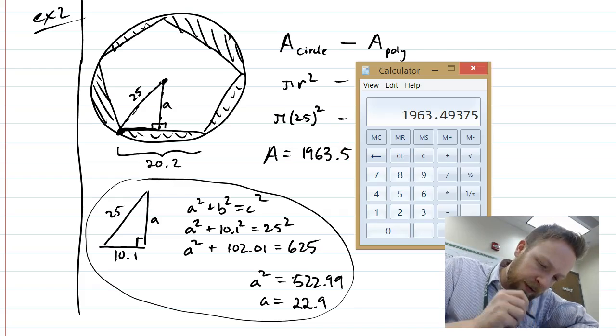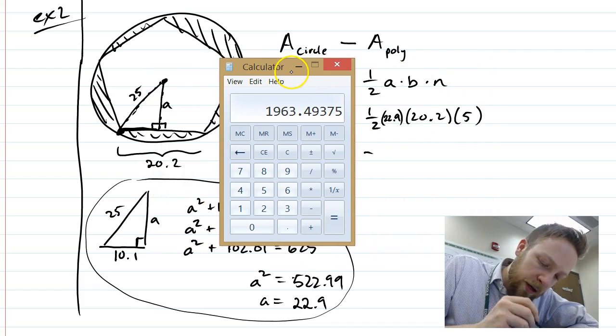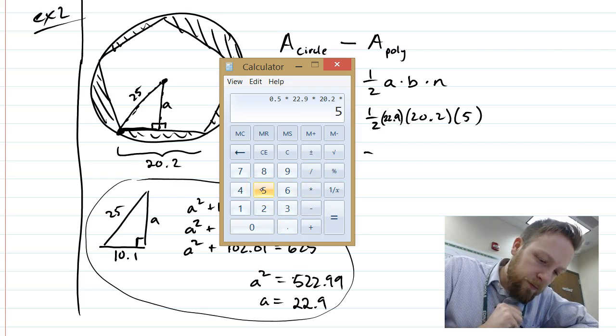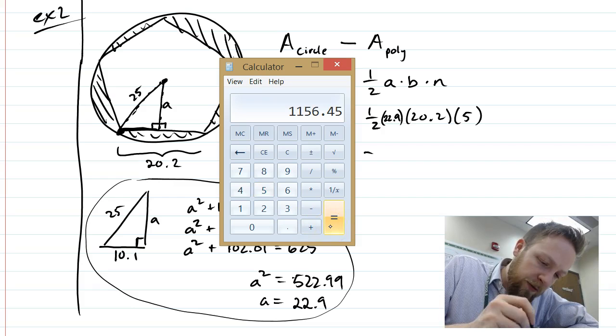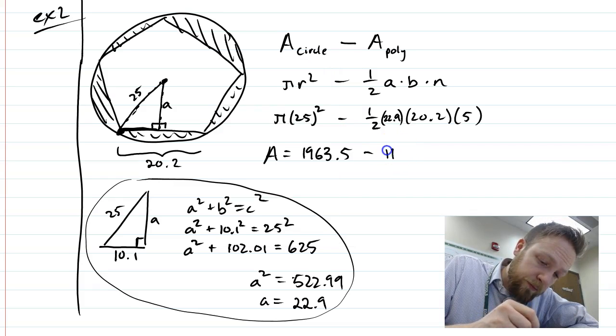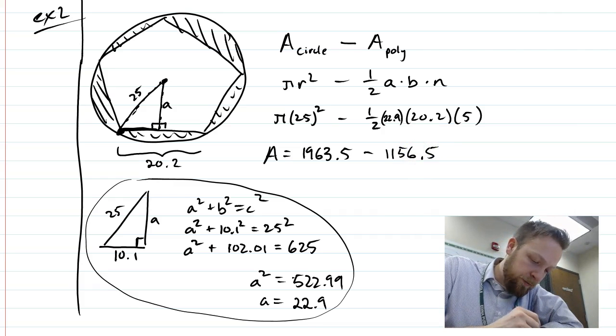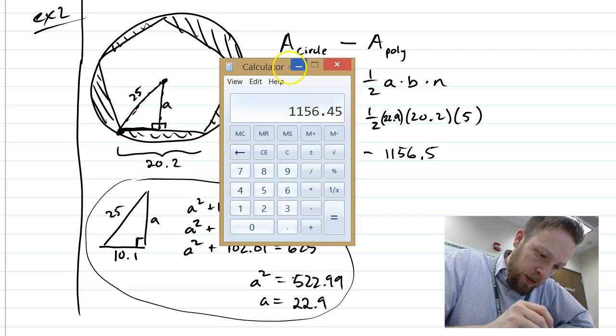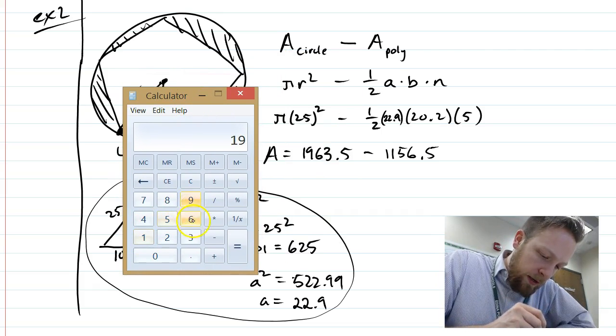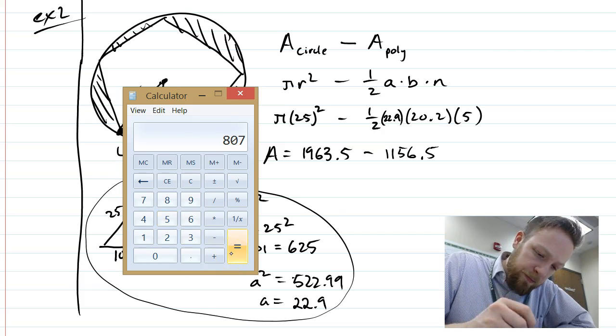Now on the other side, I have to figure out the area of the polygon. 0.5 times 22.9 times 20.2 times 5. 1156.5. All right, and now we just have to subtract. So this would be 1963.5 minus 1156.5, 807.